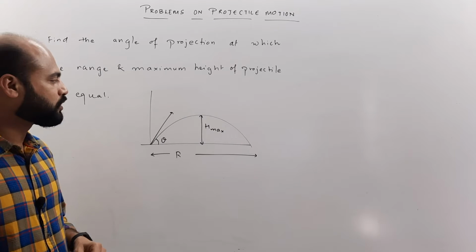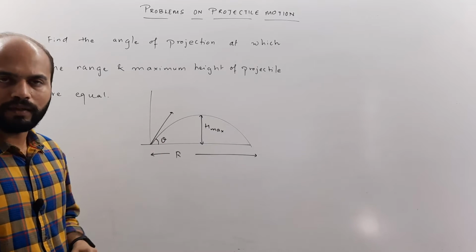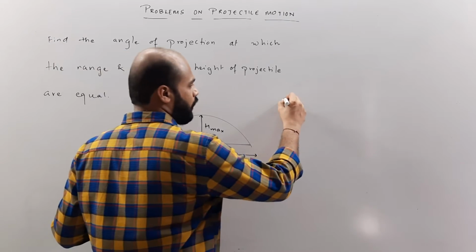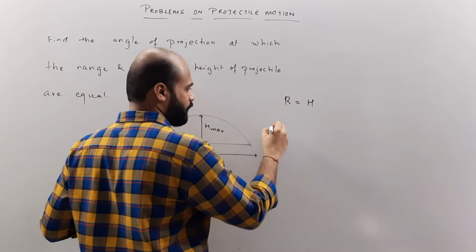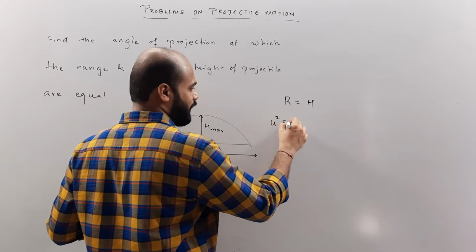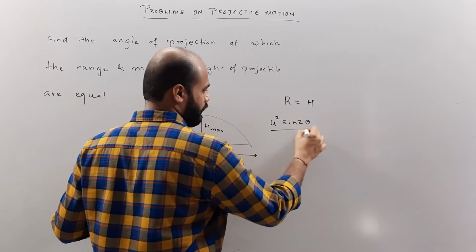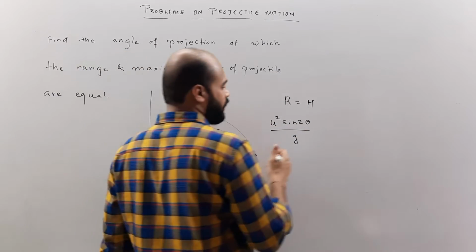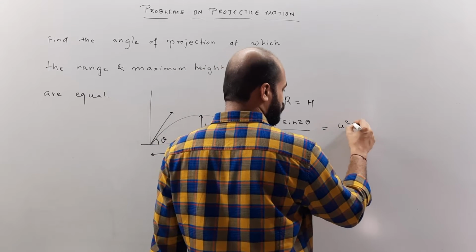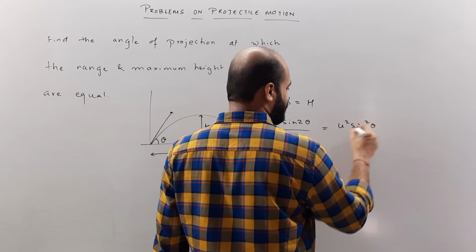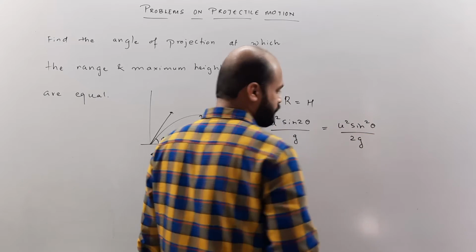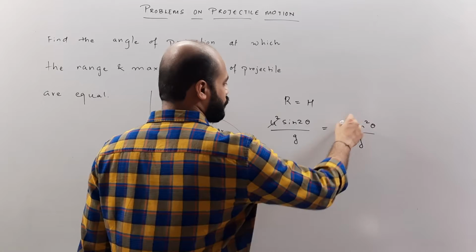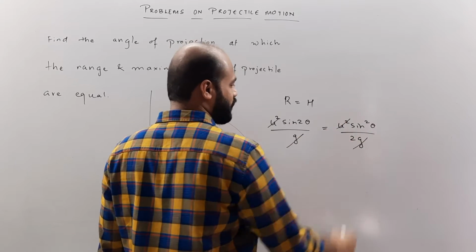Let's apply both the equations now and let's put in the given condition. The condition says that R equals H, which means that u square sine 2 theta divided by g. This is the range of the projectile and the maximum height is given as u square sine square theta by 2g. That's how it is given. Now u square and u square obviously cancel out, g and g cancel out.